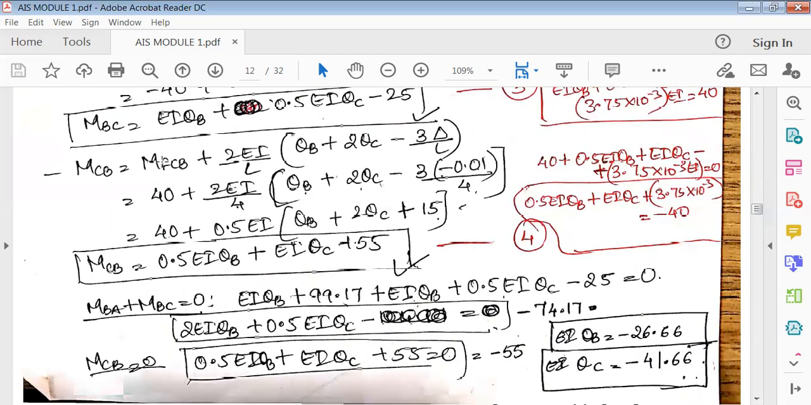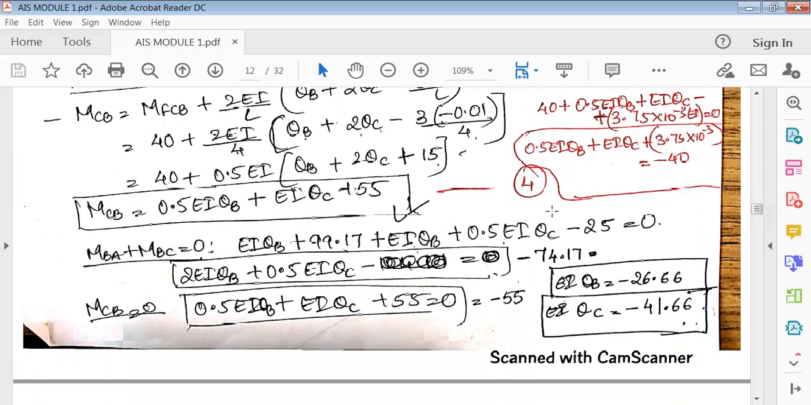Okay, then MCB. Again same, MFCB. Write the formula first: plus 2EI by L (theta B plus 2 times theta C minus 3 delta by L). Okay, so substitute all the values here, and you'll end up with 0.5 EI theta B plus EI theta C, 3.75 into 10 to the power 3, equal to 4 minus 40. So it's the fourth equation.